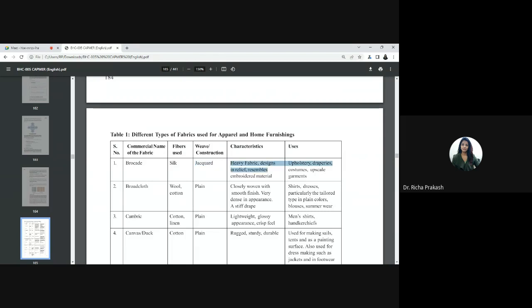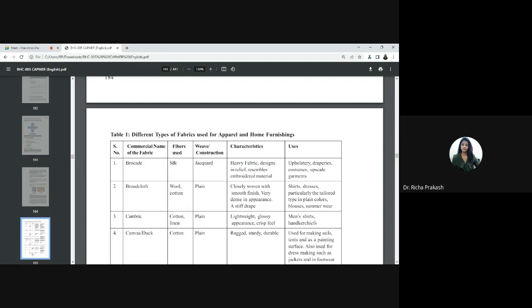Characteristics: they are comparatively heavy, not very lightweight, because they are heavily woven. The design in them is not printed. In print, some dye and pigment is there and you just put it on the fabric, so it's very lightweight. Since in brocade weaving there are many different fibers and yarns being woven into the fabric, the fabric becomes comparatively heavier. So they are heavy fabrics, the design is in relief, and it resembles embroidered material. It actually looks like embroidery, but it is actually weaving.